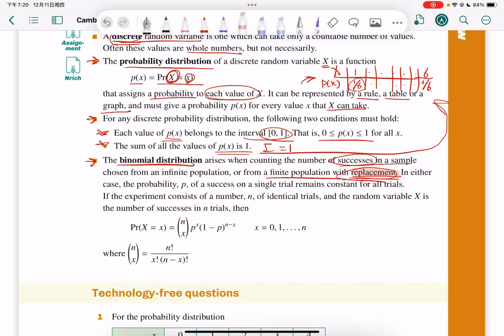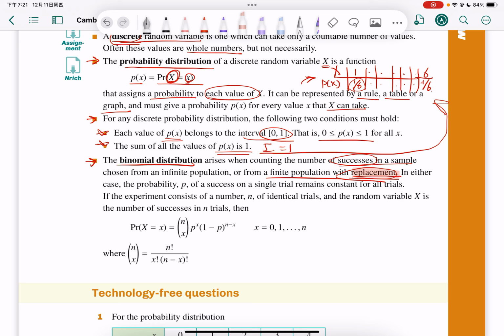Then the chance of getting a blue pen should be equal. And that makes sure the probability is always the same, which means we have to do a replacement each time after you're drawing a pen from the sample or from the population.